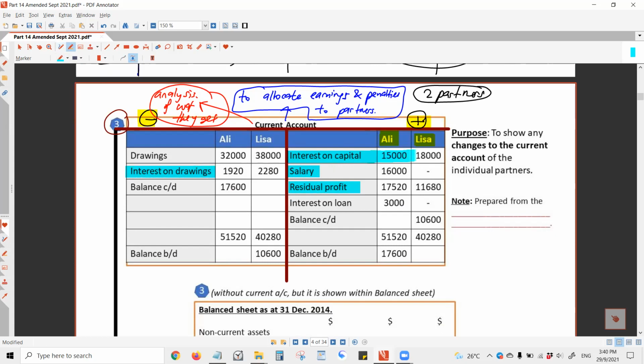Yes. So you see, if you know what is done in the appropriation account, then doing current account is really not a big problem. Doing current account is really not a big problem. Now you can see the link. Okay, you can see the link.